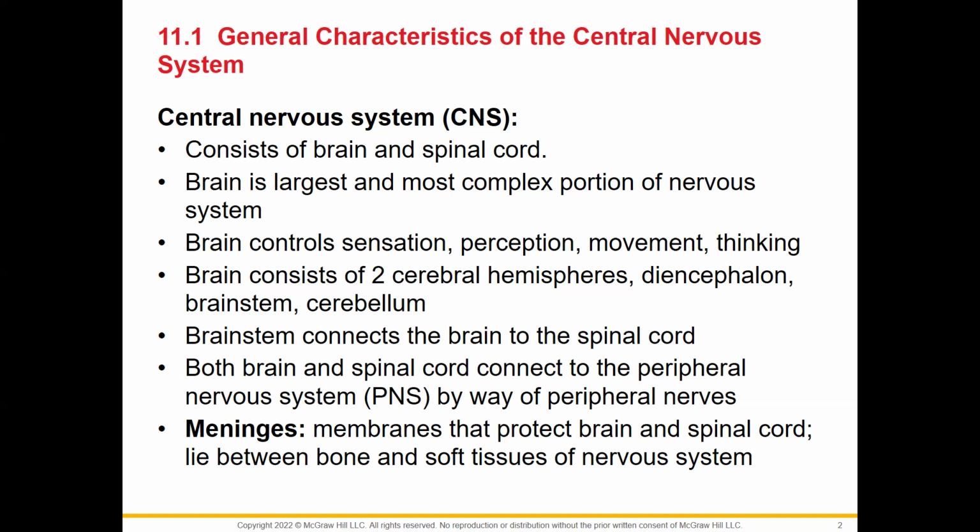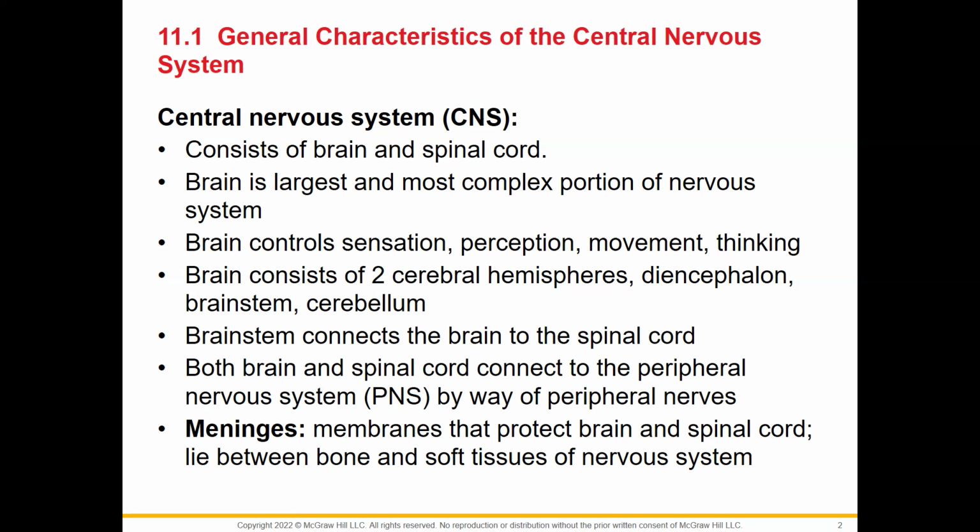It controls how we sense things, how we perceive the world around us, how we move, and how we think. The different parts of the brain are the two cerebral hemispheres. Remember, hemi means half, a sphere is a circle. So the two cerebral hemispheres are the two halves of the largest part of the brain. You have the diencephalon, the brainstem, and the cerebellum. So parts of the brain are the two cerebral hemispheres, the diencephalon, the brainstem, and the cerebellum.